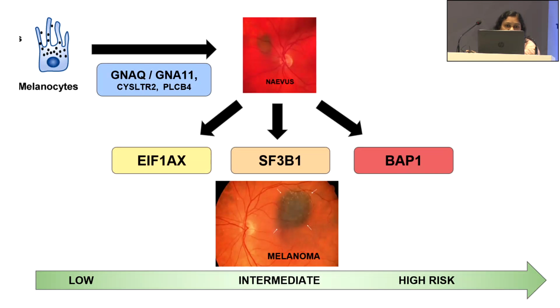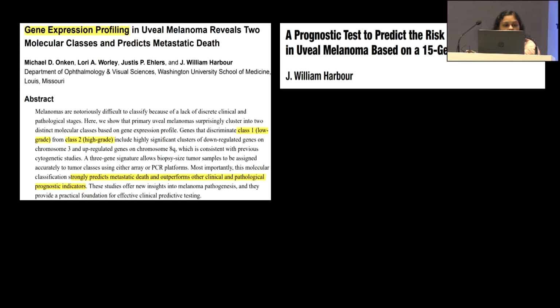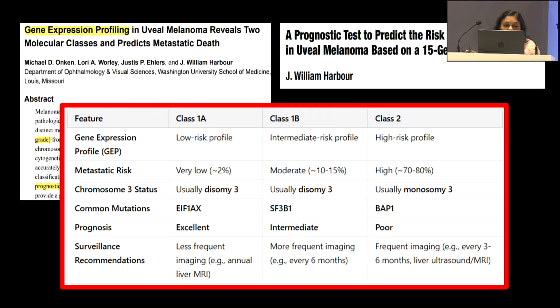So the ideal strategy would be to prognosticate the uveal melanoma patients so that you can detect the metastasis early. And the earliest breakthrough in prognostication occurred with gene expression profiling, by which they classified uveal melanoma patients broadly into two classes, class 1A, 1B, and class 2, with class 2 having BAP1 mutations or monosomy 3, and it was associated with a very high risk of metastasis, nearly 70 to 80%.